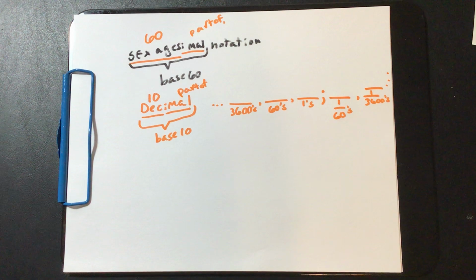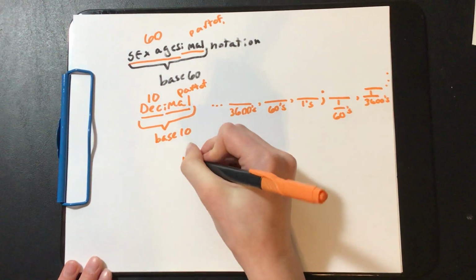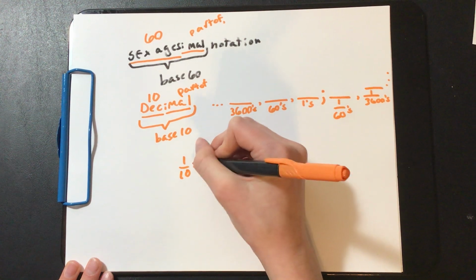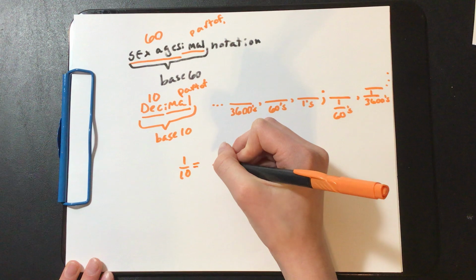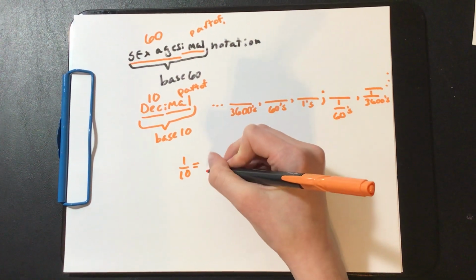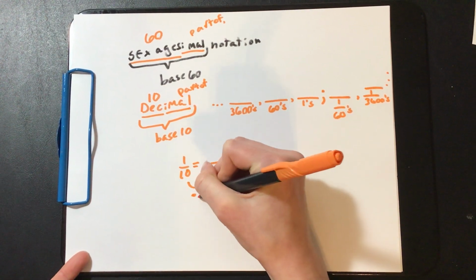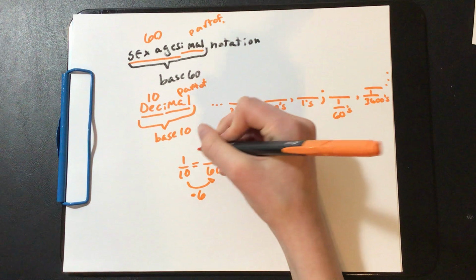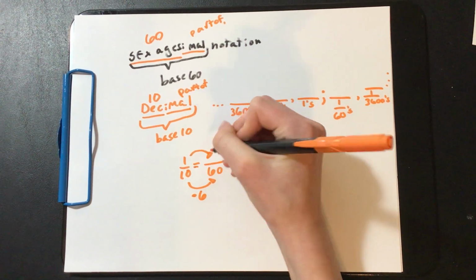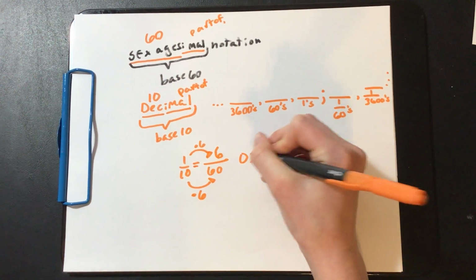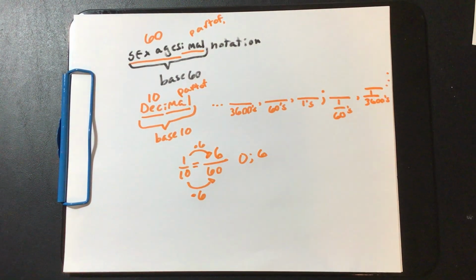Okay. So basically, if you were to write 1/10, that's a fraction in modern notation. How could you write that in sexagesimal? Well, basically, you want to get over 60. Now, how we get from 10 to 60 is times 6. So 1 would be times 6, and that would be 6/60ths, or 0 and 6/60ths.